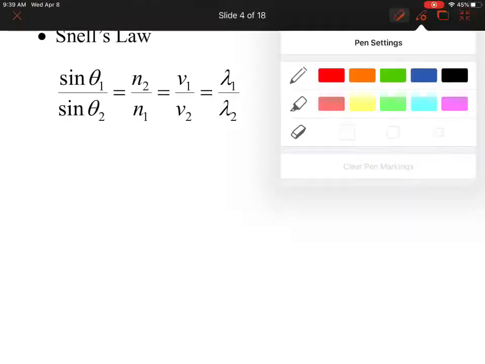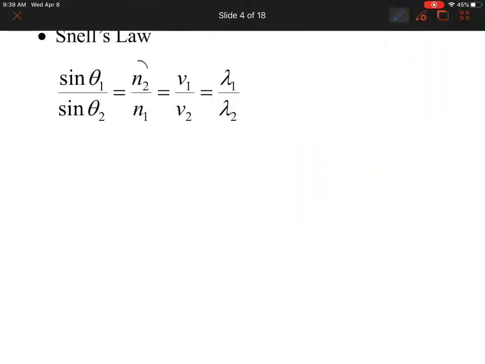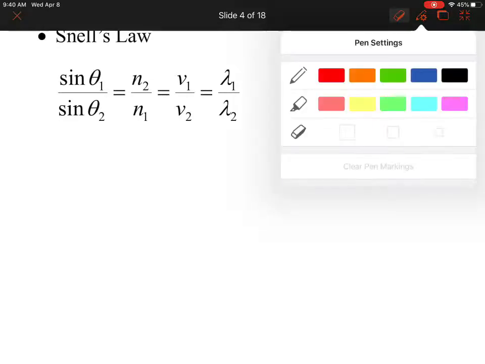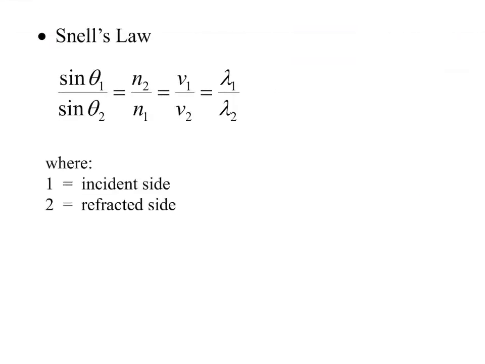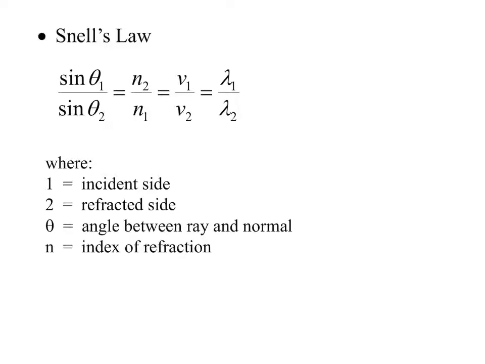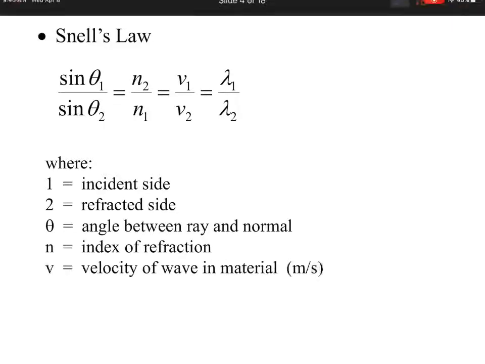So if I have the indices of refraction and the velocities, or at least one of the two velocities, then I'm going to choose those two. So you just choose any two parts of Snell's law that's going to help you in the specific question that's being asked. All right, and so these 1s and 2s are basically where 1 is the incident side and 2 is the refracted side. Obviously, the theta is the angle between the ray and normal, and n is its index of refraction.